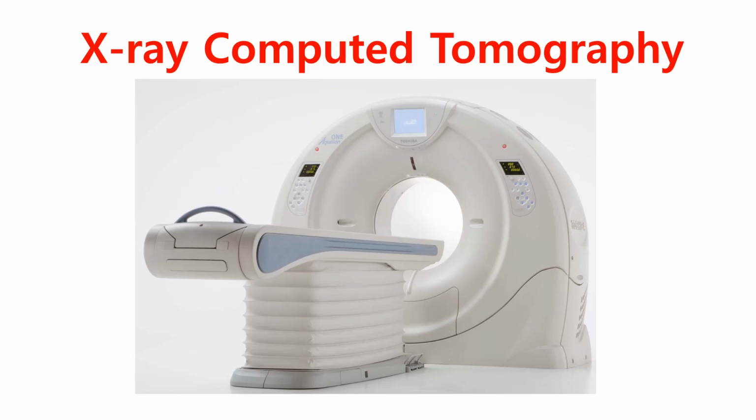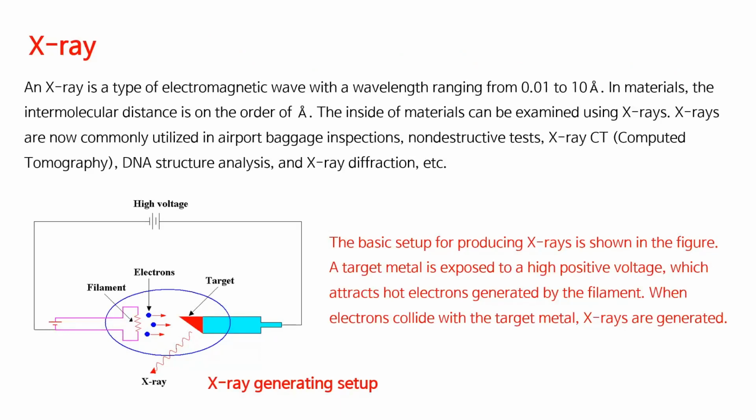People are worried that X-rays could harm the human body. As a result, the word X-ray is dropped from the name X-ray CT, in favor of CT. In this presentation, we will investigate how the X-ray is used in CT scanning. Now let us see how the X-ray is generated.